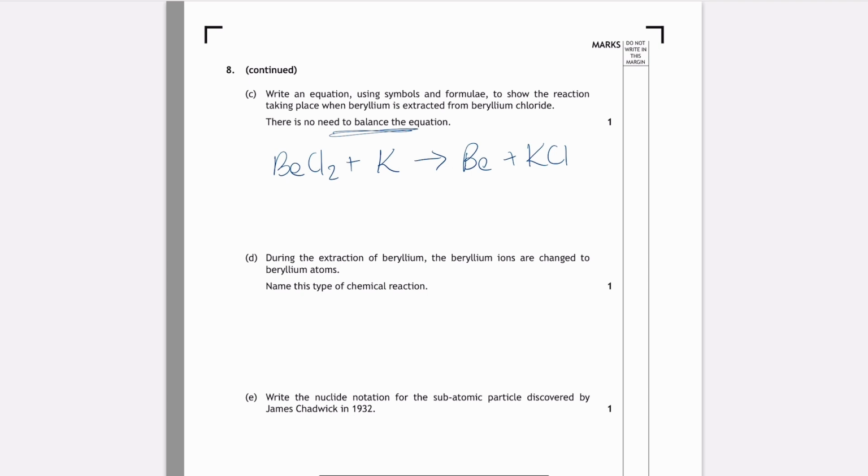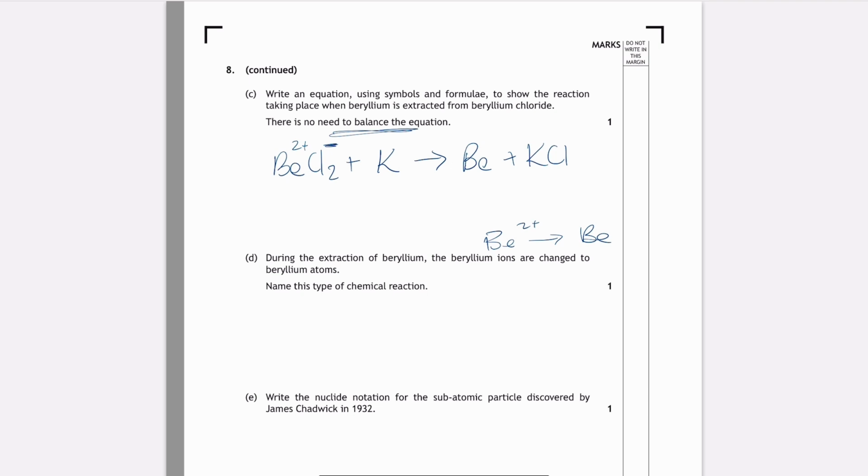Then for D, the type of reaction when you're extracting beryllium from the beryllium chloride. So beryllium ions are changing to beryllium atoms. Now beryllium is a positive ion because it's a metal, and it'd be Be2+. We can work that out because we can see there's 2 chlorines attached to it. Each chloride ion has a 1 negative charge. I can draw the ionic formula on here. So if that's 2 negatives, then this beryllium has to be 2 positive to balance that out. So the beryllium ions are 2 positive, they then become neutral beryllium atoms.